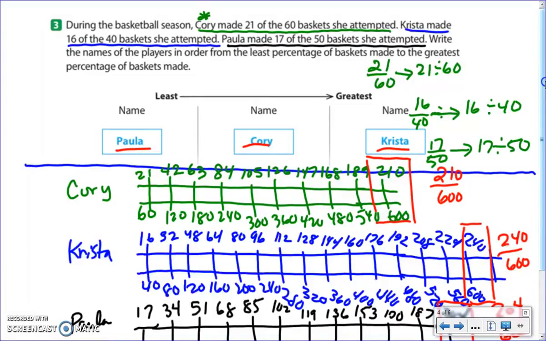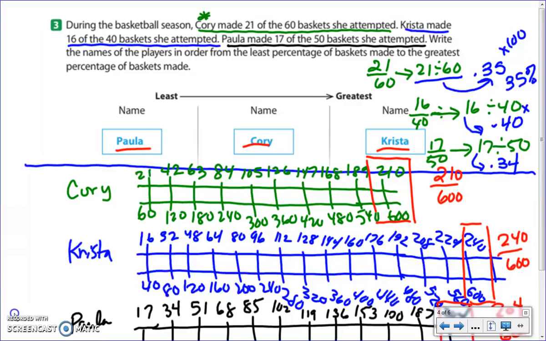We can find the decimal values for each of those. When we divide 21 divided by 60, that equals 0.35. 16 divided by 40 is 0.40, and 17 divided by 50 is 0.34. As percents, I would just say, oh, well, that means per 100. So if I multiply that by 100 or move the decimal place twice, this would represent 35%. This would represent 40%, and this would represent 34%.